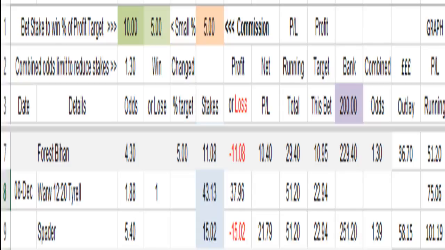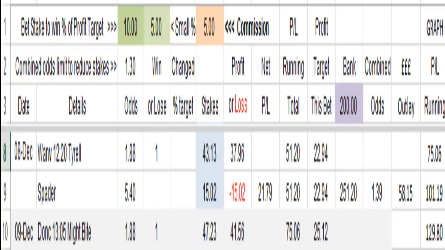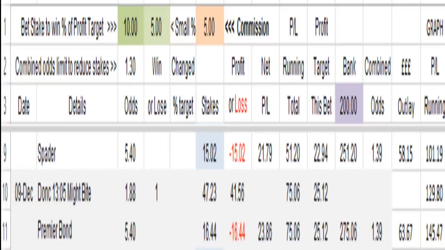On the 9th of December, the next bet came in. It was Doncaster 13.05, Might Bite, and Premier Bond, at 1.88 and 5.40. The combined total of 1.39 is again more than 1.30, so we're going for 10%. 10% of 251 is 25.10.